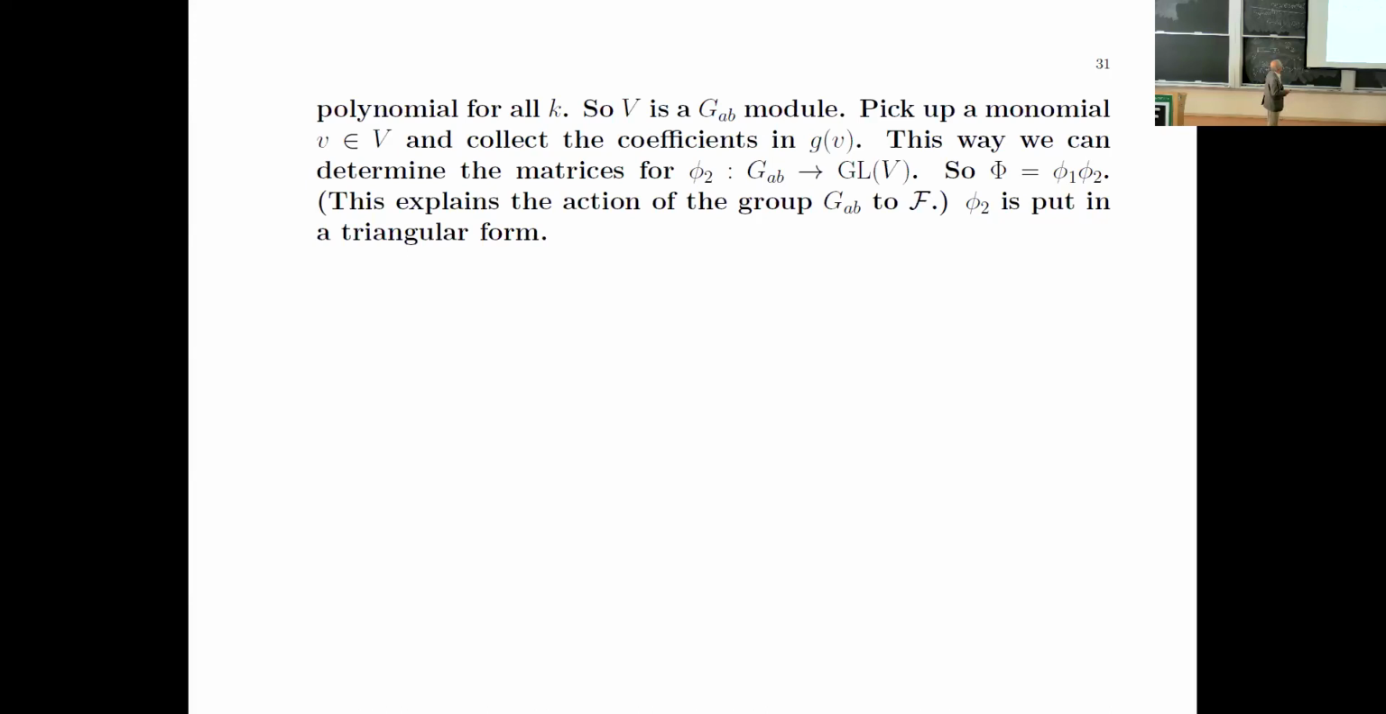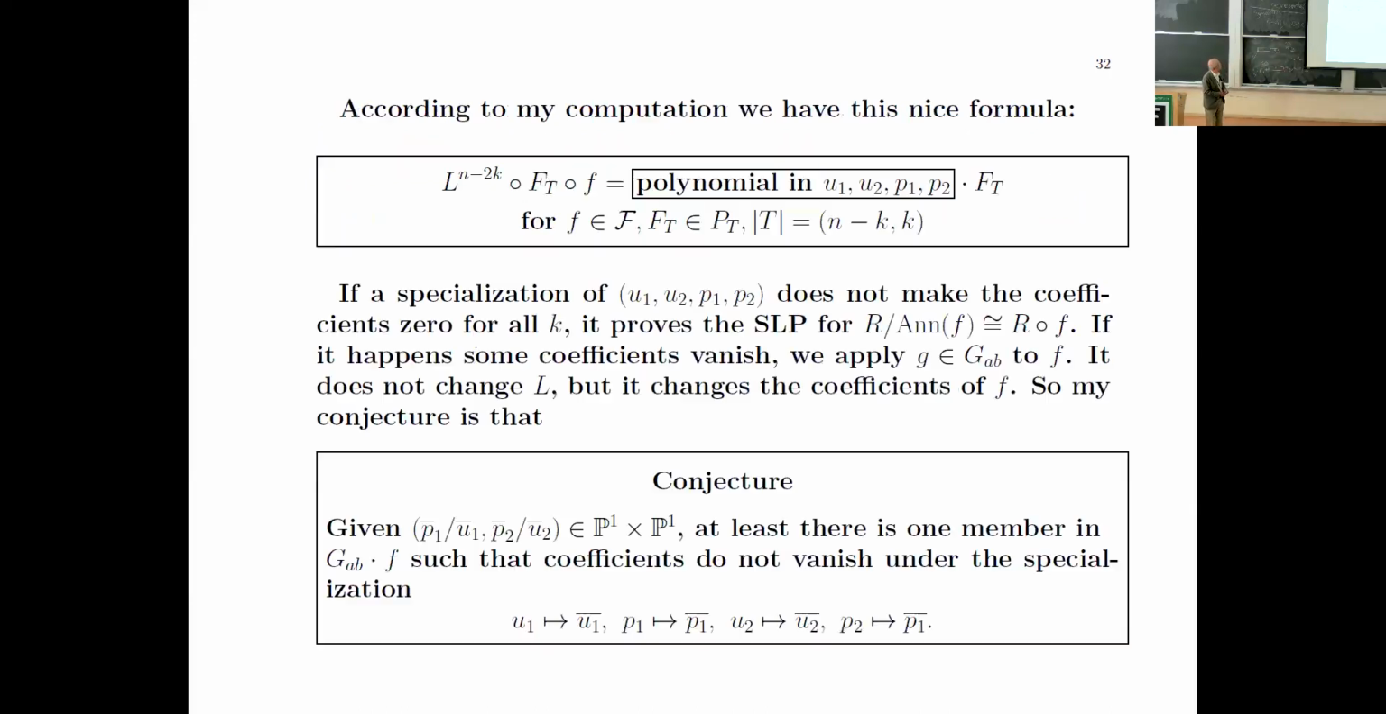So I explained the action of the G_AB to this family F. And phi2 is easy to handle because it is a triangular matrix. According to my computation, we have this nice formula for this F in this family.